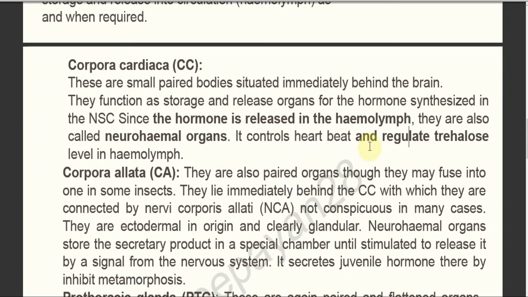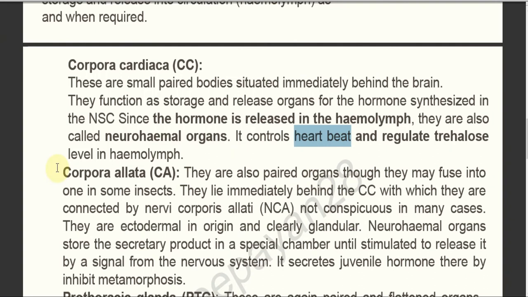Tree hollow is absent in which insect? So European bee. European bee, very good. Apis mellifera, very good. Okay. Tree hollow is absent in European bee, good.